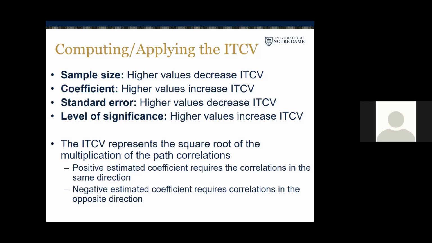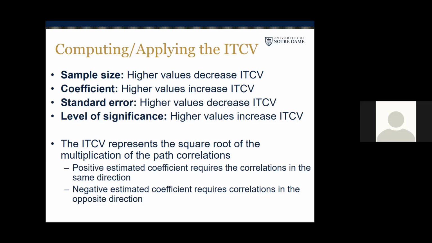But there are 4 factors that influence this. It's the sample size, the estimated coefficient, the estimated standard error, and the level of significance. And all of those, holding the others constant, might increase or decrease the ITCV in general. And the direction of the relationships matters as well.